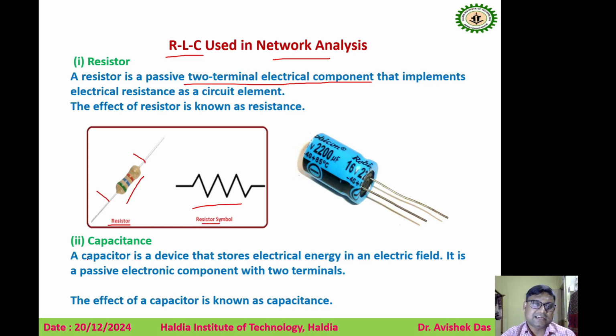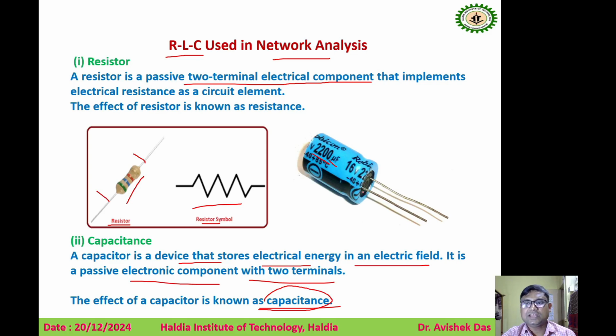Next is the capacitor. A capacitor is a device that stores electrical energy in an electric field. It is a passive electronic component with two terminals, right? The effect of a capacitor is known as the capacitance. So the effect of a resistor is known as the resistance and the effect of a capacitor is known as the capacitance. How does it look? This is one capacitor. What is the capacitance value? Here it is written, in the microfarad range. So this is the capacitance value of this capacitor.